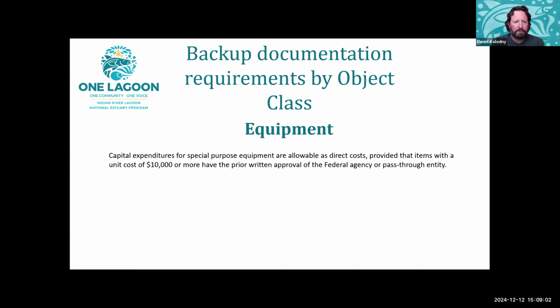When we get to the equipment object class, this is for capital expenditures, anything over $10,000, and it's direct costs. Acceptable forms is going to be a copy of an itemized invoice of purchase for the equipment from a vendor, and it does require a proof of payment, and I'll get to that a little bit more later.